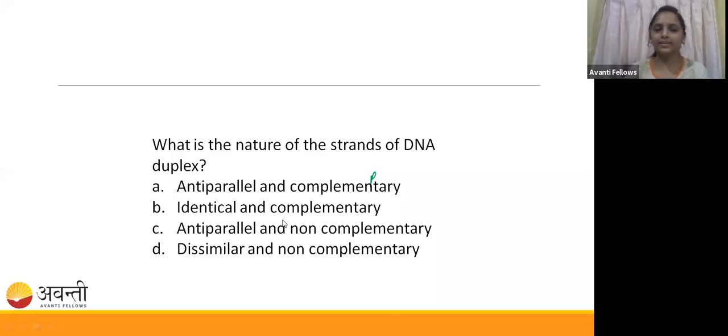Okay, so guys, here is the question for you. What is the nature of the strands of the DNA duplex? Option A is antiparallel and complementary. Option B is identical and complementary. Option C is antiparallel and non-complementary. Option D is dissimilar and non-complementary. I'm going to launch the poll for you. Answer me in the poll for this question.